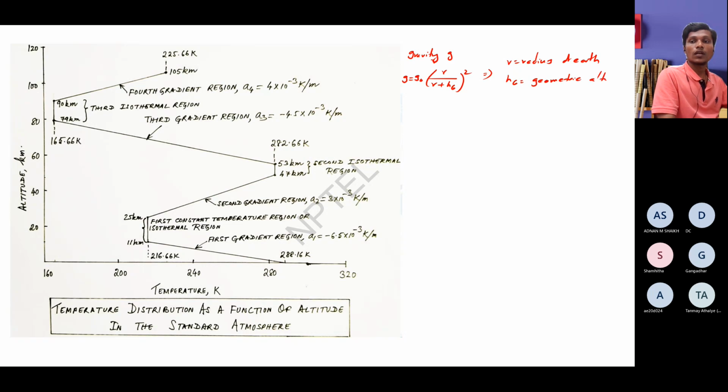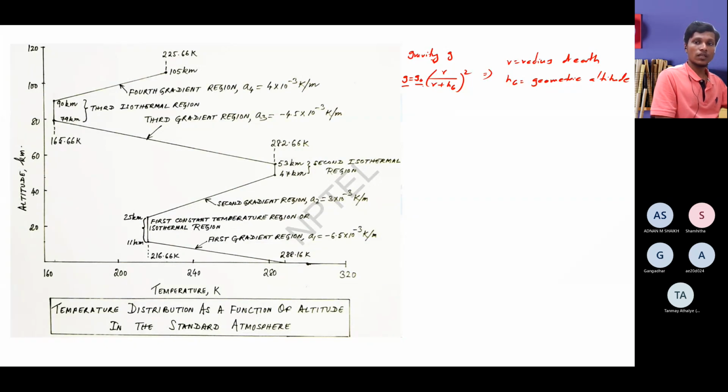geometric altitude. So if you are going in height normal to the surface of the Earth, and g naught is the acceleration due to gravity on the Earth's surface, this is how your gravity varies with your altitude, that is R by R plus Hg, whole square. This is the important equation you need to understand how g varies with altitude.